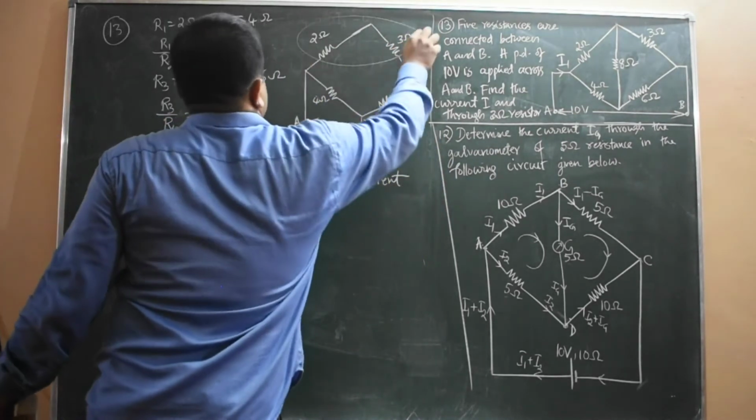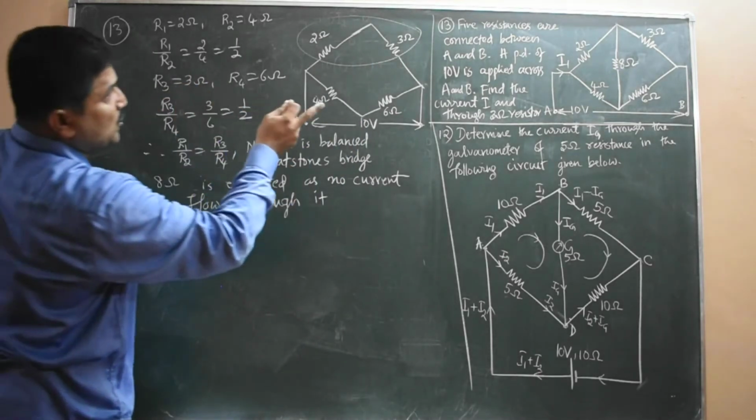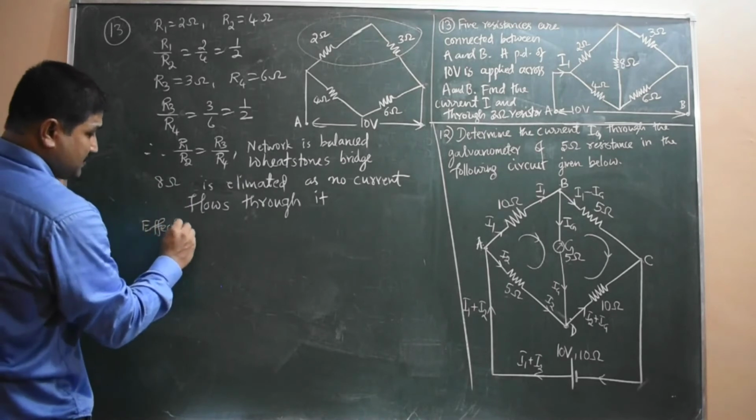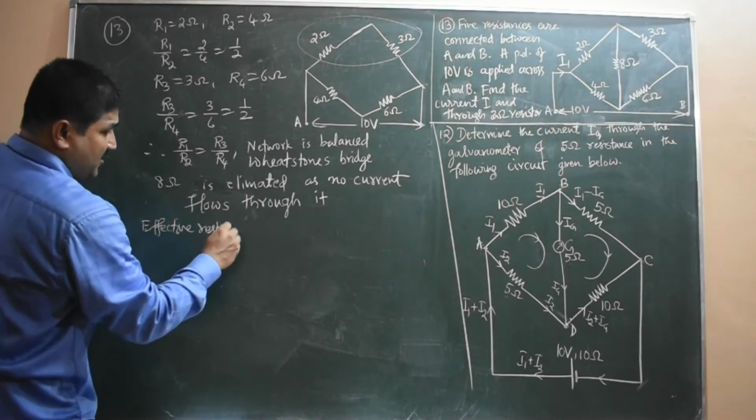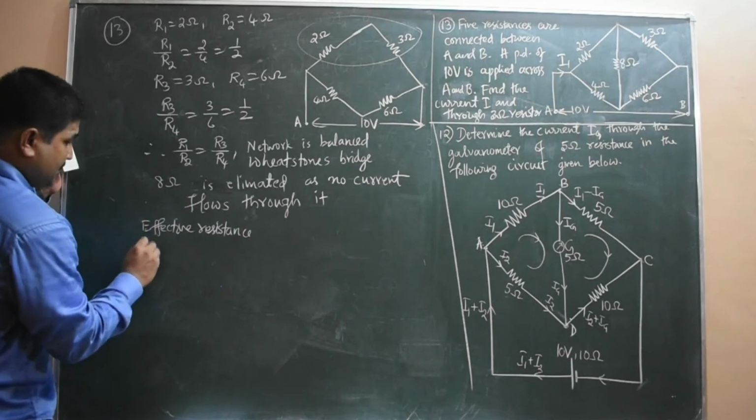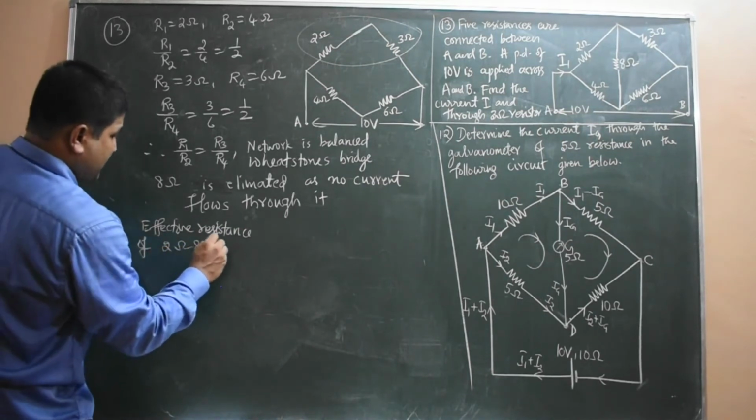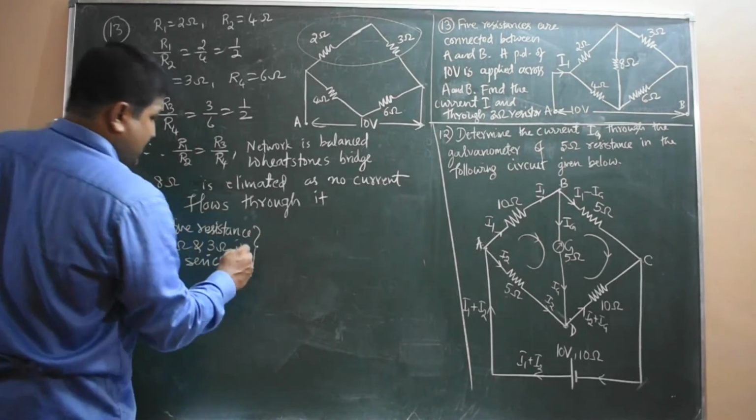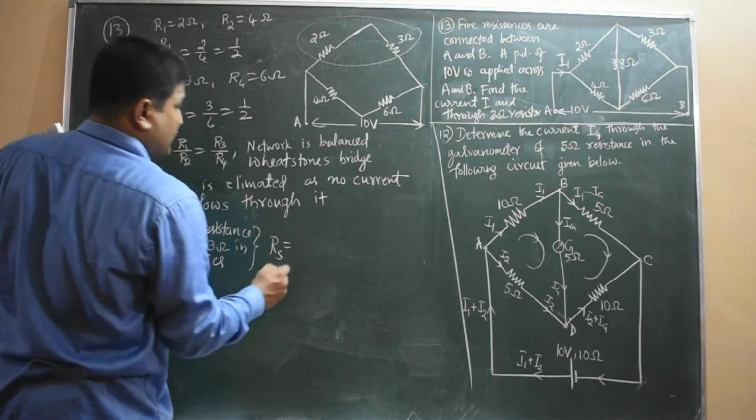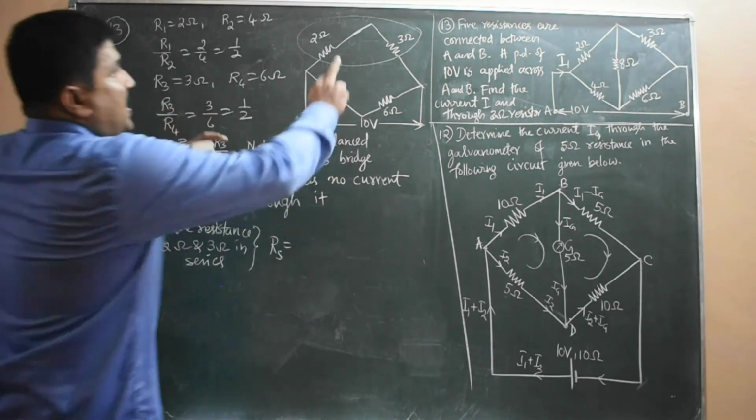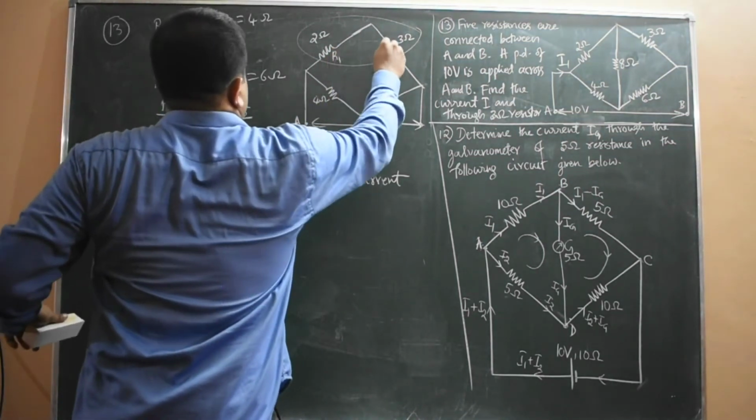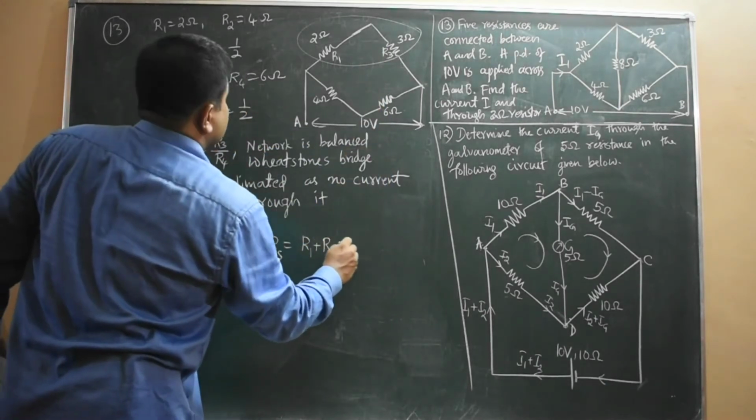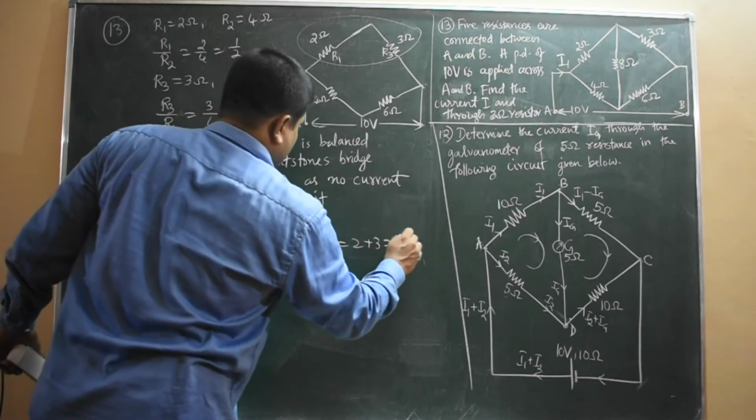These two resistors are in series. So the effective resistance of 2 ohm and 3 ohm in series is equal to RS. I have taken this one as R1 and this as R3. So the formula becomes R1 plus R3. So that is 2 plus 3, that is 5 ohm.